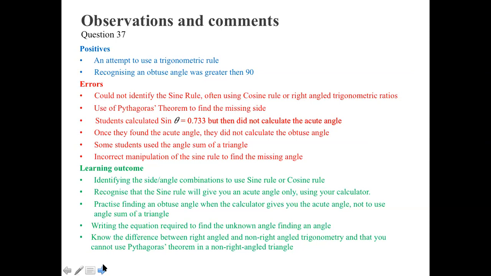They struggled with that. Some students could work out that sine theta was 0.733, but then they couldn't calculate the acute angle. Once they found it, they didn't often work out the obtuse angle. Or if they did, they then did 180 minus the 47 degrees and the 28. So they used the angle sum of a triangle, recognizing it wasn't obtuse, so they did something extra. They just didn't understand that all they had to do was minus it from 180.